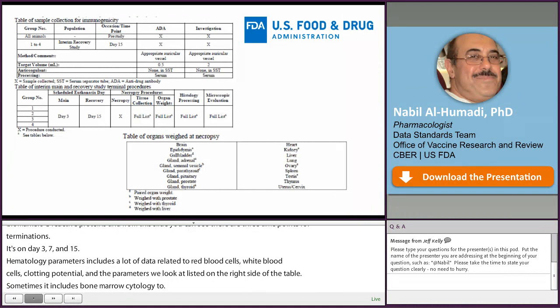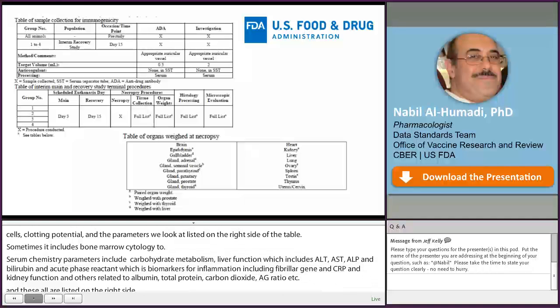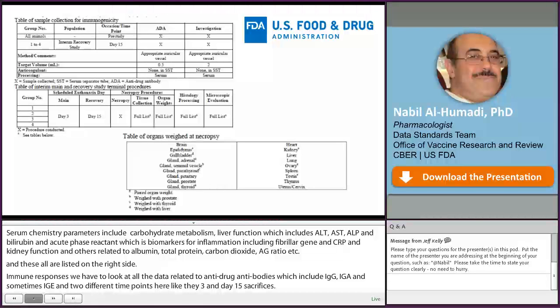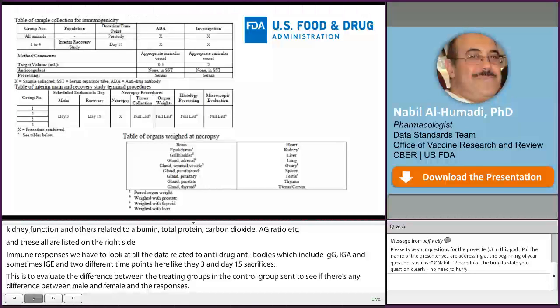Immune responses. We have to look at all the data related to anti-drug antibodies, which includes IgG, IgA, sometimes IgE, and at 2 different time points here, like day 3 and day 15 sacrifices. This is to evaluate the difference between the treated groups and the control groups, and to see if there is any difference between males and females in their responses. Organ weights. We see a large number of organs will be collected at sacrifice, and we have to look at the differences between the treated groups and control groups.